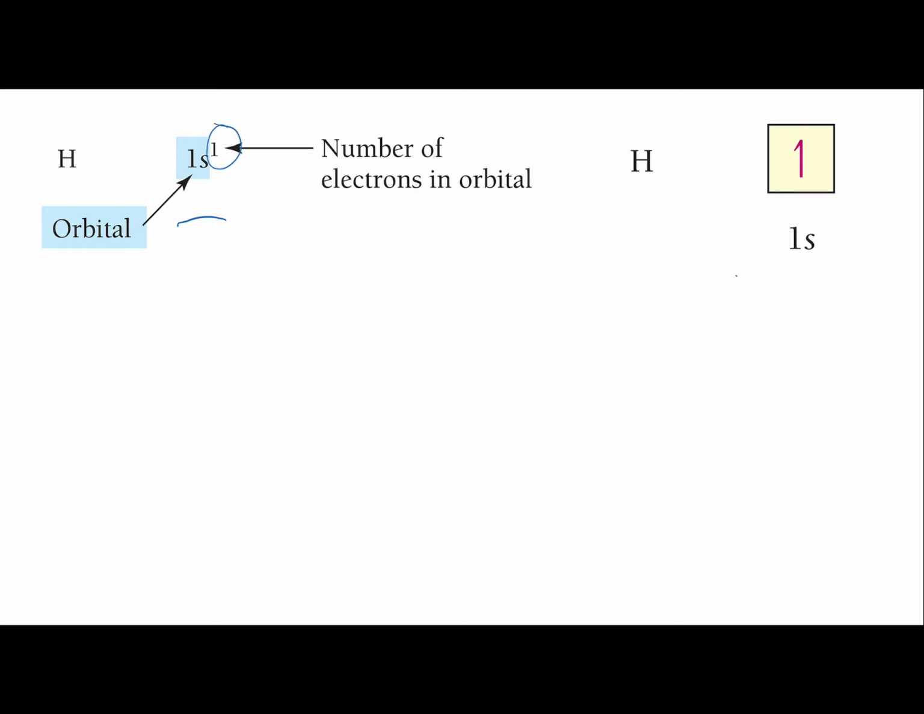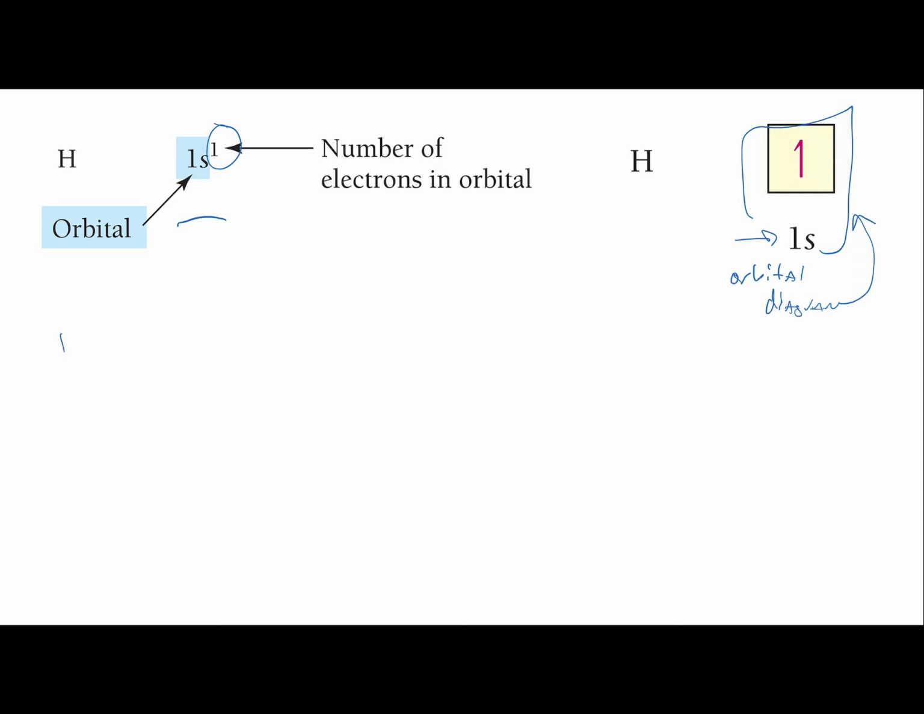Another way to represent this is with an orbital diagram. An orbital diagram, again, uses a box and an arrow to represent this. Now this is a 1s box, so this just represents the orbital 1s, and the up arrow is representing the electron. Now, electron spin is a fundamental property of electrons. They can point up or down. We say the electron can be spin up or it can be spin down.